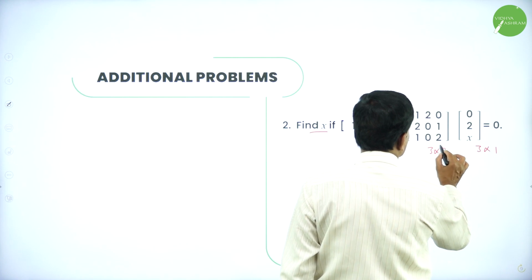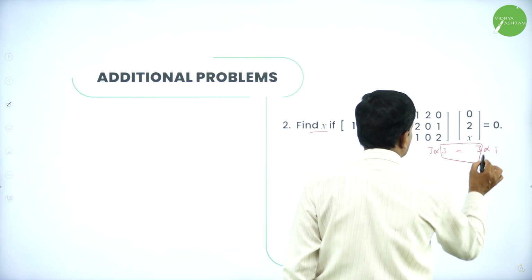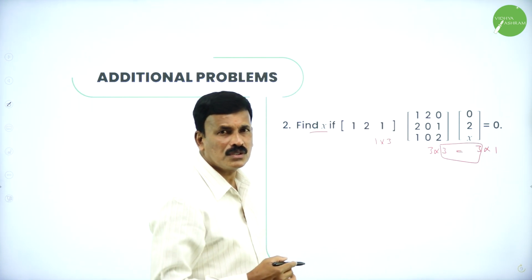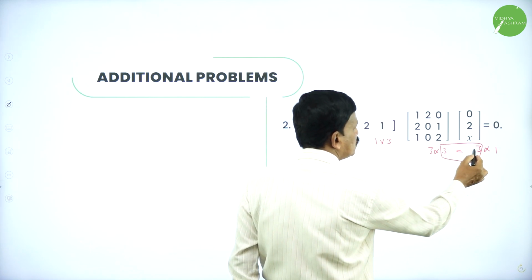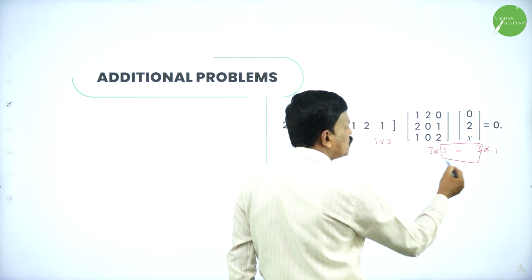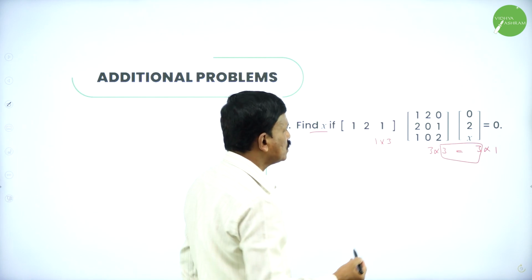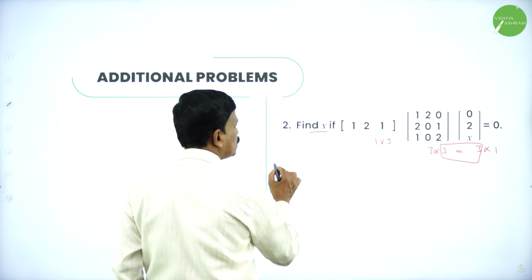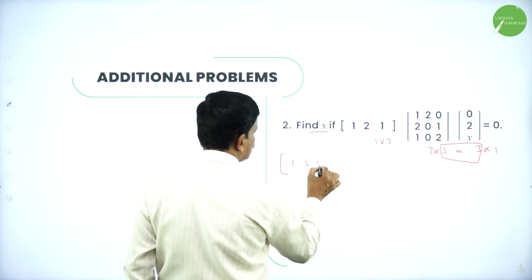Let us multiply these two. Check whether it is possible to multiply or not. Since the order of this is 3 into 3, and this is 3 into 1, we can verify that these two elements are equal. We can multiply. So I keep this 1 1 x as it is.